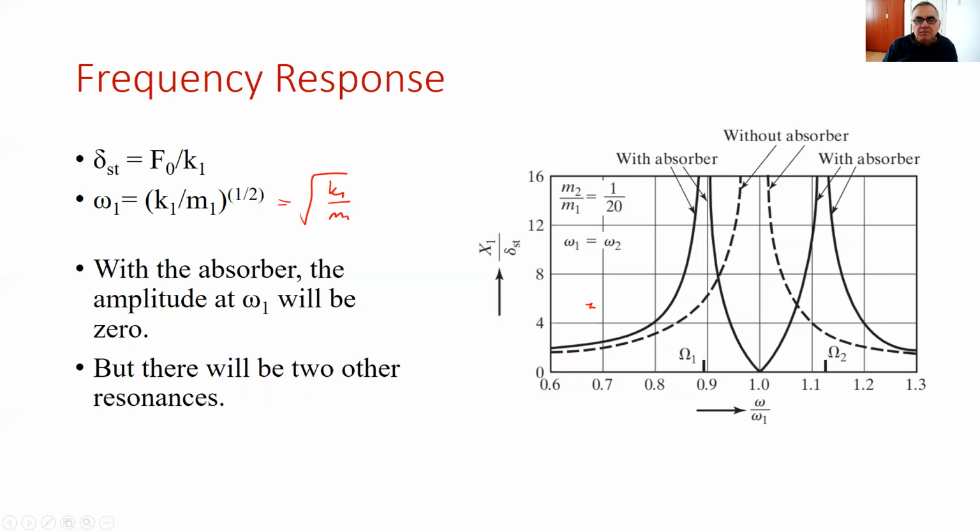Okay. Now, if you attach an absorber whose natural frequency is the same as the natural frequency of the system, you will have a 2 degree of freedom system like this one. It will have 2 resonances now, but at the original resonance, you will have a 0 vibration. Okay.